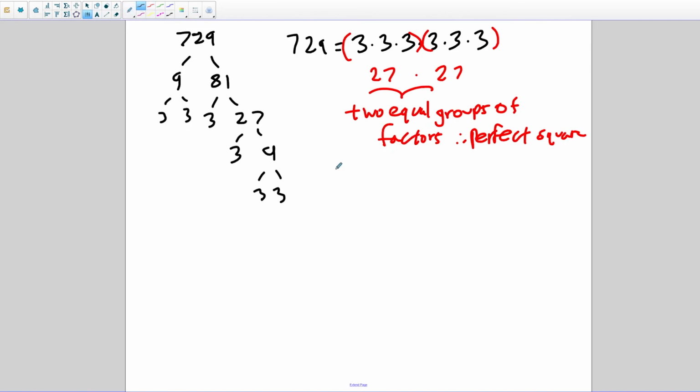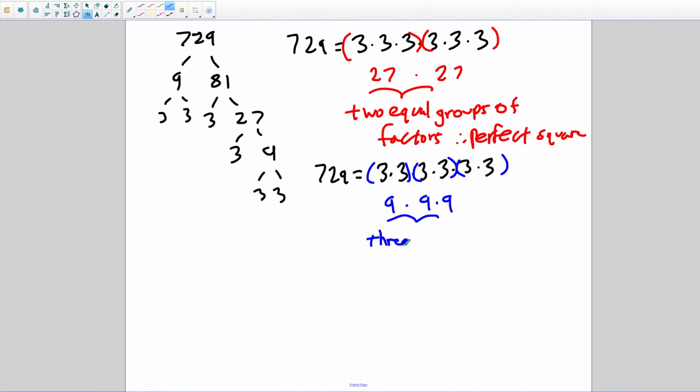What I can also do with the 729 is actually split this up into 3 equal groups. So I'm going to do the same thing except with 3 groups, and you'll note that I have 2 3s in each group now, which means that I've got 9 times 9 times 9, and I've got 3 equal groups of factors. Therefore, it's a perfect cube.